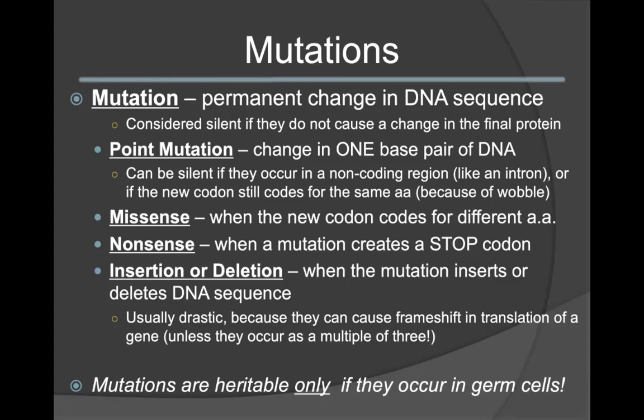However, if they occur in a multiple of 3, this could potentially be less detrimental. This is because you would simply be losing or inserting a new amino acid, but not changing the overall way that amino acid chain is made. As a result, once again, the severity of the mutation will depend on a case-by-case basis. However, in general, insertions or deletions are considered to be the most detrimental type of mutation.